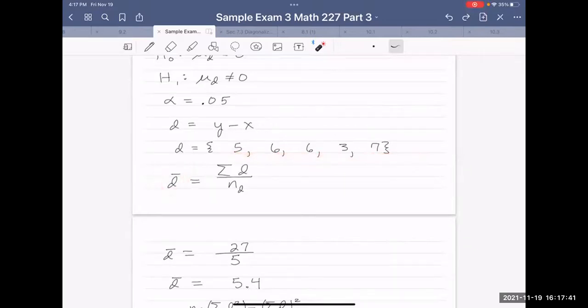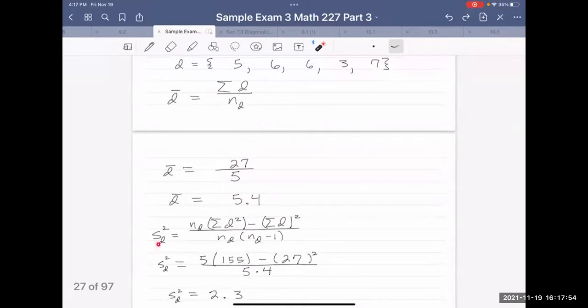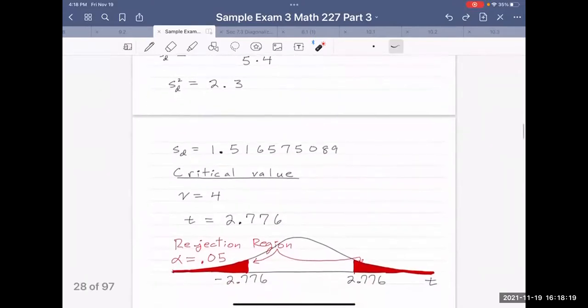And so let's calculate some of the statistics here. The sample mean is the sum of all these, 27 over 5, which is 5.4. Let's look at the sample variance. I have 5 of these. I square them and add them up: 155 minus 27 squared over 5, all over 4. And so I get 2.3. Take the square root of that, 1.516575089.